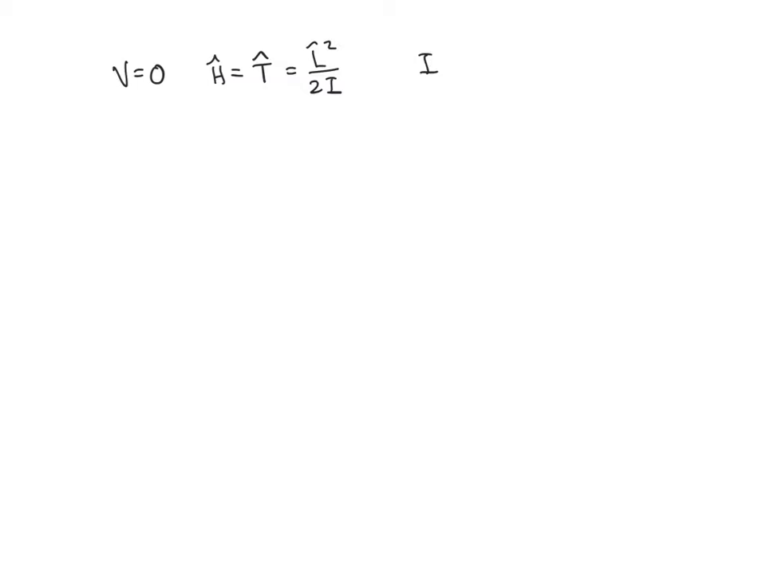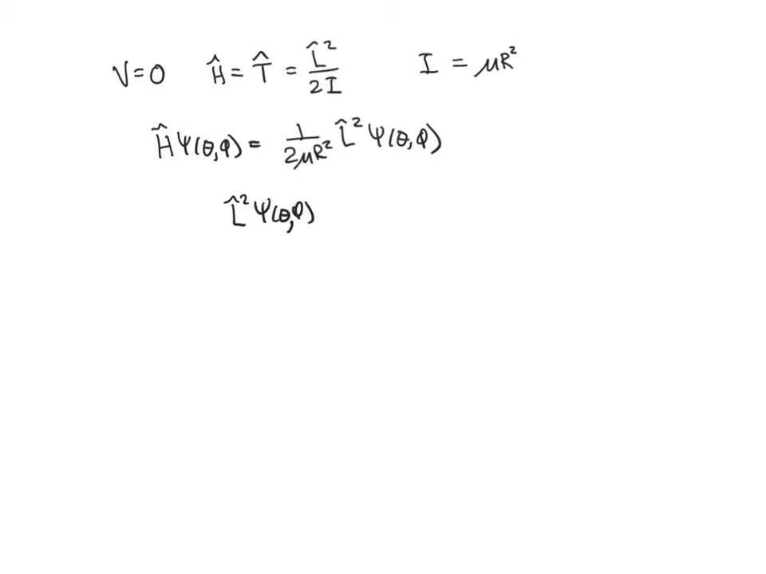And the moment of inertia for a diatomic molecule, for two particles connected, is the reduced mass times the distance squared between those particles. And so the Hamiltonian that I need to solve is equal to 1 over 2 mu r squared, and then I need my L hat squared operator operating on psi of theta and phi. So I need both theta and phi because my particle can rotate along either one of those angles. But lucky for us, we already know the answer because we know that the solutions to this are the spherical harmonics.